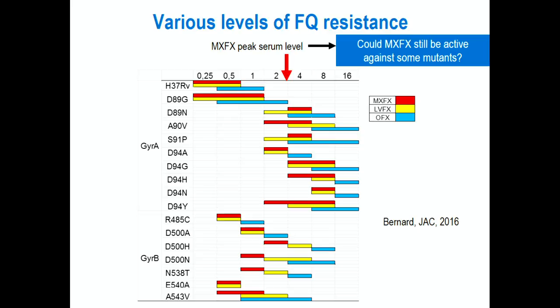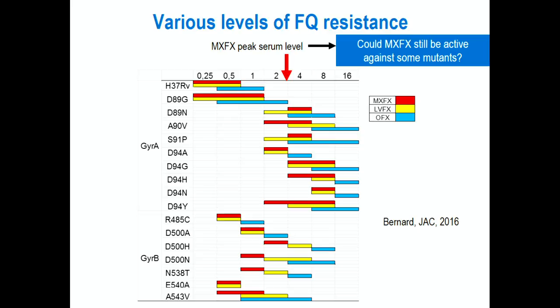Here, you have different positions, and you have the MICs. Just look at the MOXI MICs, which are in red. All these are H37Rv mutants. They all have the same parent, so they're all from the same lineage. And you see there are various levels of drug resistance. So obviously, there are different phenotypes.